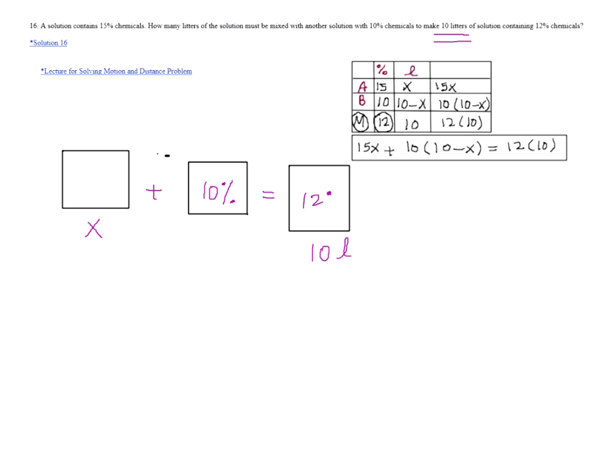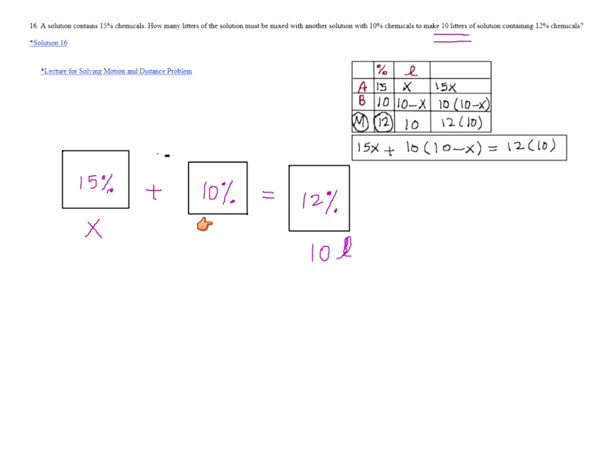So we're going to label what we know. In this case, we ultimately want to have 10 liters of 12% solution. What else do we know? A solution contains 15%. Another thing we know is the strength for this is also 15%. So we know the strength that we are adding. We're adding two different strengths to ultimately get 12% out of that. We know the total amount is 10 liters. We don't know the amount of liters that we're going to use here.